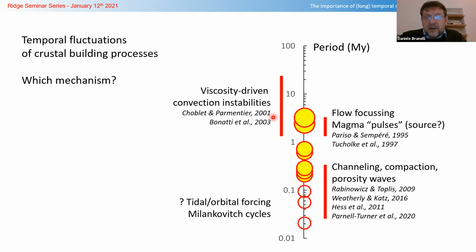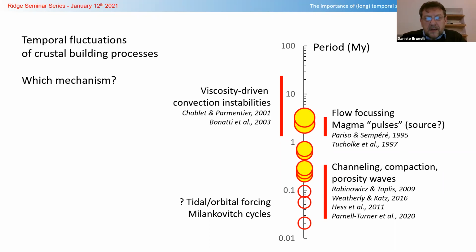And it changes to other mechanisms for a longer period variability, like viscosity-driven convection instability, as proposed by Choblet and Parmentier in 2001, and those that have been assumed as representative of the short period variability that is observed at the Vema fracture zone, or magma pulses, not better explained or interpreted, that can relate both to convection instabilities or compaction and porosity waves or shear waves in the region that is subject to partial melting beneath the ridge.